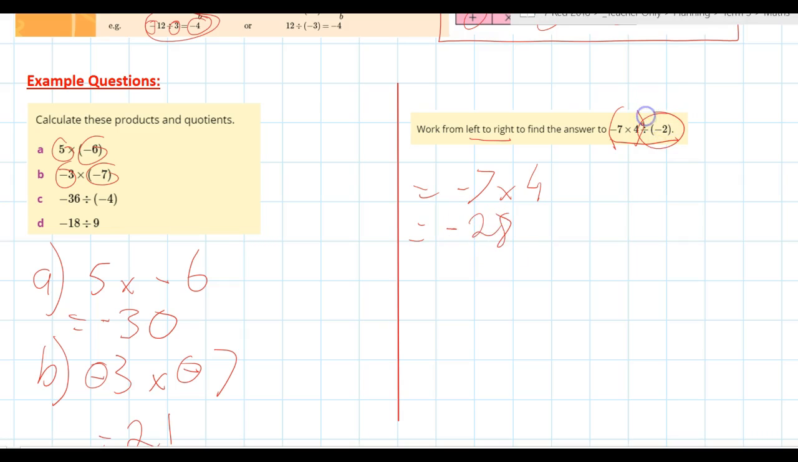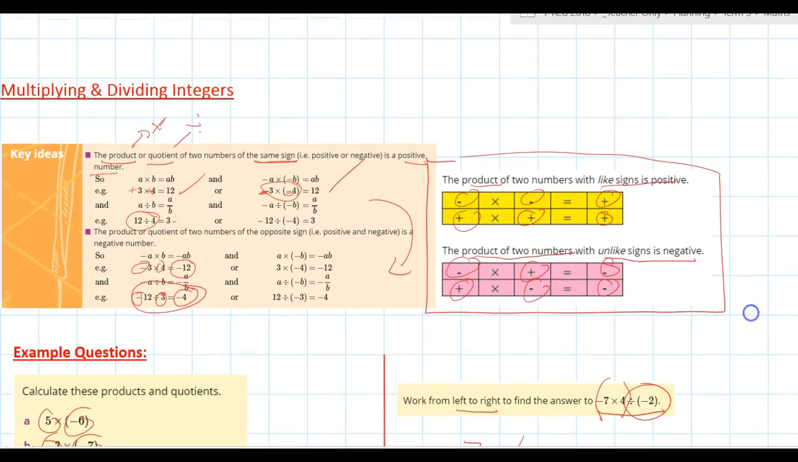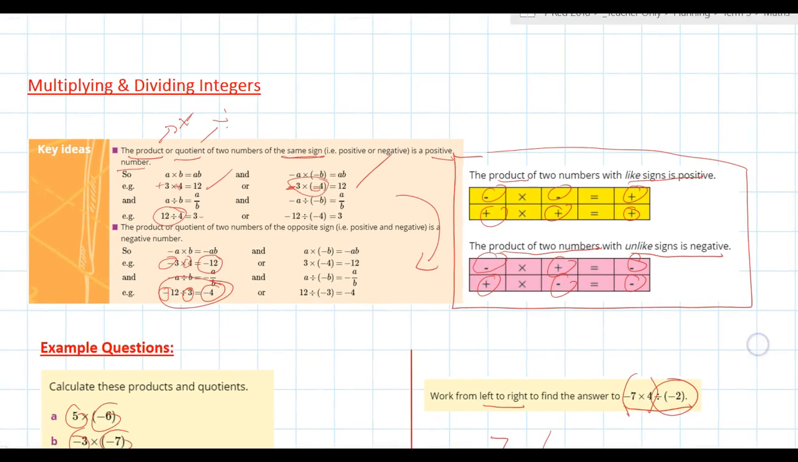Now I can go on to the next part, which is divided by negative 2. So I have negative 28 divided by negative 2. They are both like terms, so this answer will be positive. And I know 28 divided by 2 equals 14. So when you have more than two values, just work from left to right. And make sure you understand these simple rules, that two like terms equal a positive and two unlike terms make a negative.